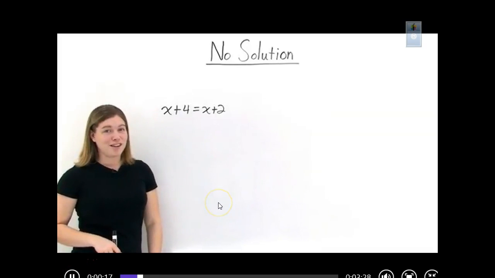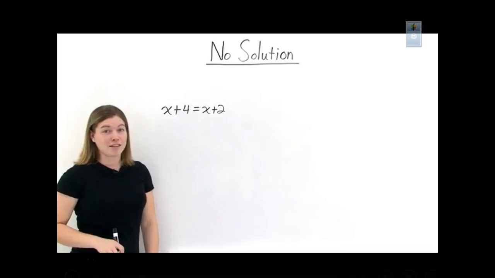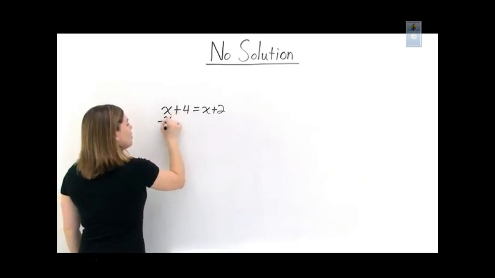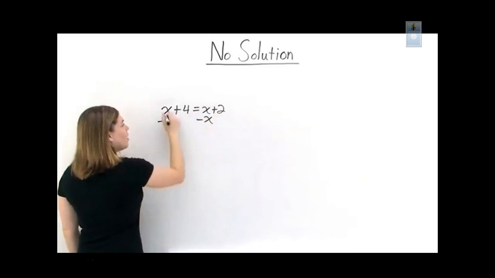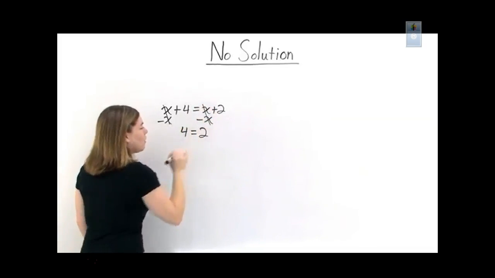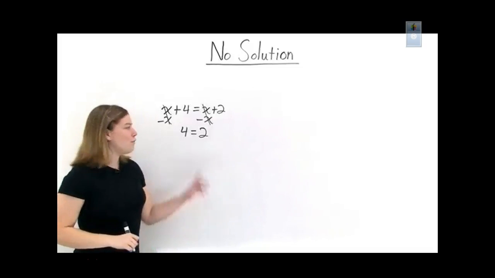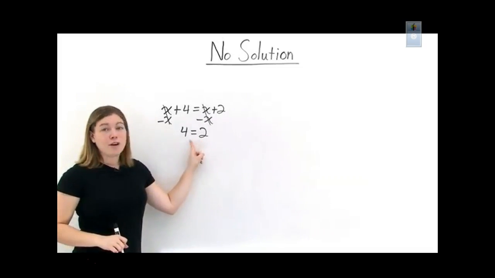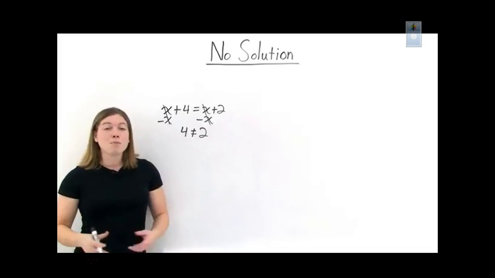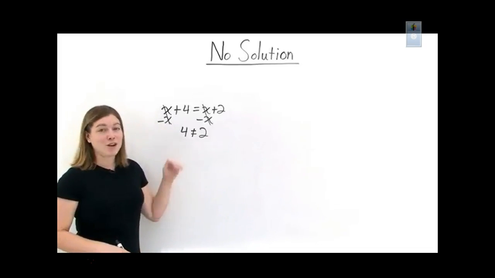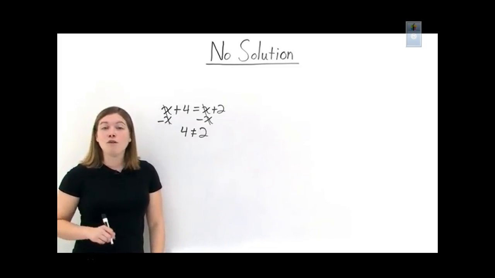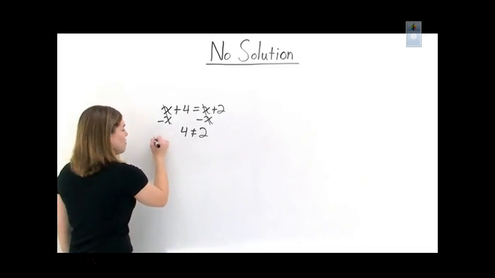Kind of like a normal equation. But look at what happens when we try to solve for x. Let's move this x to the right-hand side of our equation. To do that, we subtract x from both sides. And then on the left, these x's cancel out, and we're left with 4. On the right, these x's cancel out, and we're left with 2. All of a sudden, we're left with two numbers that do not equal each other. 4 does not equal 2. This is a false statement. If you get a problem like this, where the variables cancel out and you're left with a false statement, you have a problem that has no solution. In this case, no value for x will ever give you a true statement.